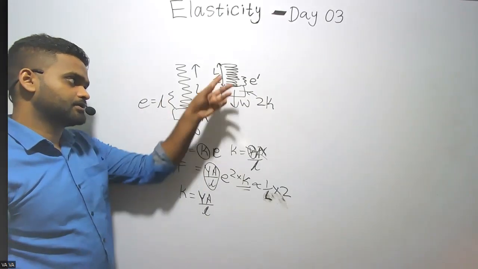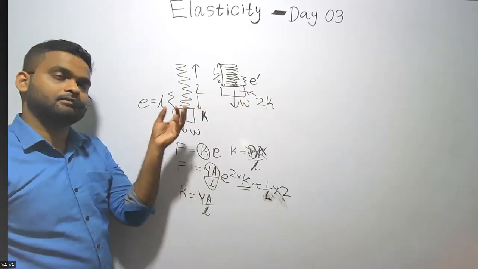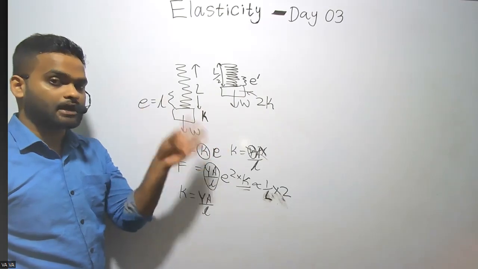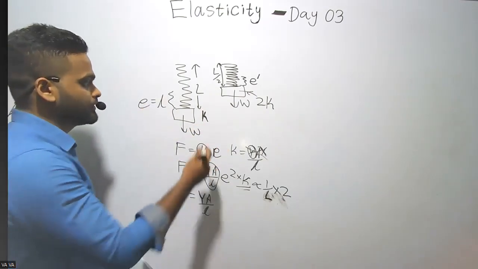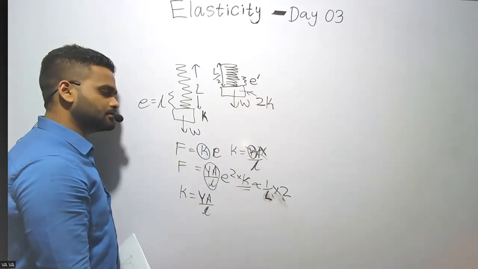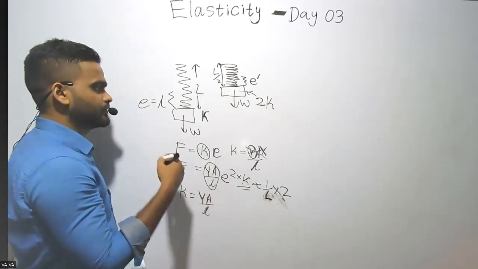When you change the length or the cross section of a wire, the spring constant changes, but Young's modulus does not. Young's modulus is only dependent on the type of material. So when you take half of the length, the spring constant doubles, right? Okay, now we found the spring constants for each.